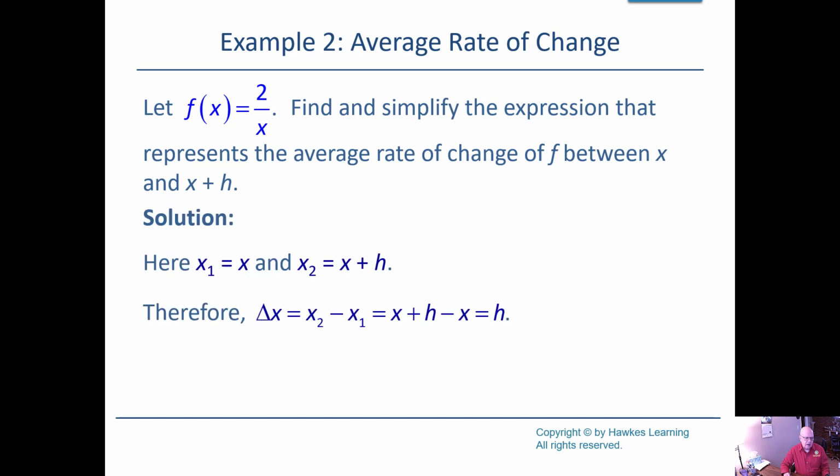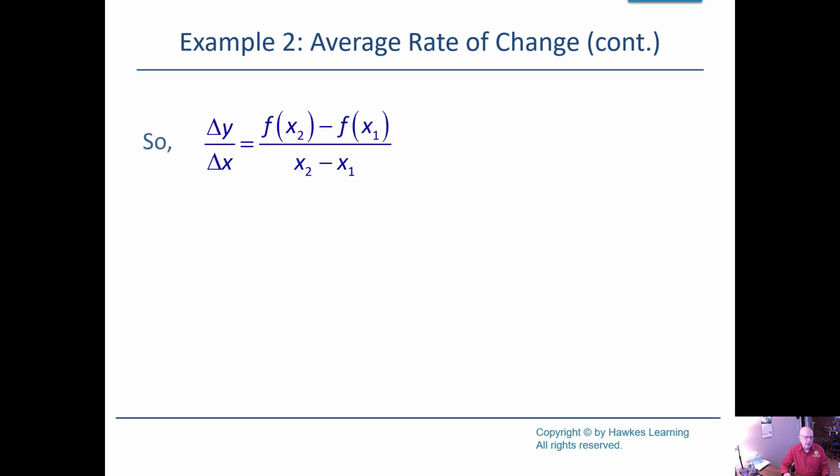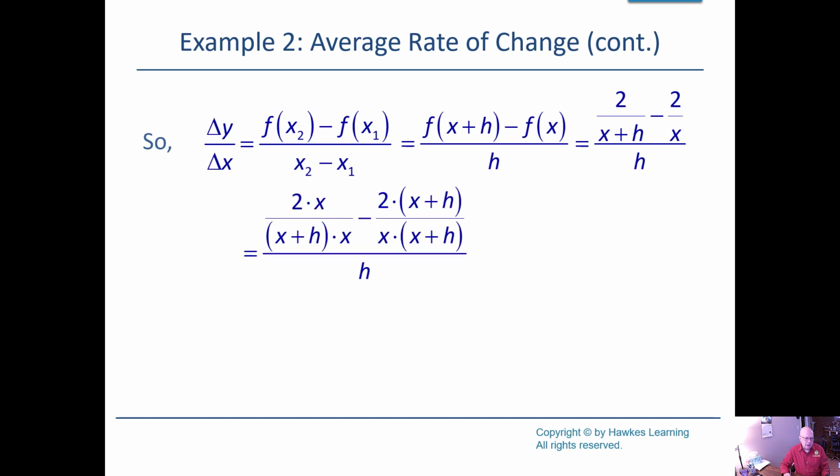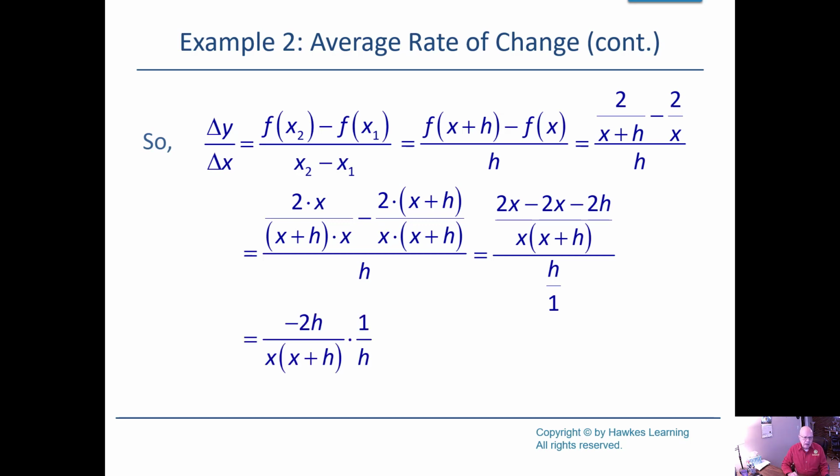There's their working of it. We're subtracting the x's to get the delta x. We've got our f of x's. We're going to subtract those. Put those values in, x plus h and x. Get a common denominator. A little bit of algebra. See that h over 1, dividing by that is multiplying by 1 over h. And then the h's cancel out, giving us 1's. And there is our answer.